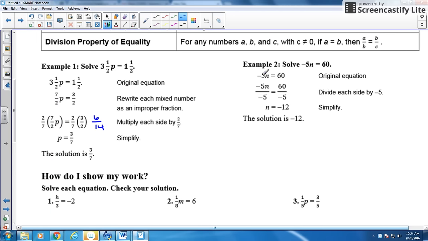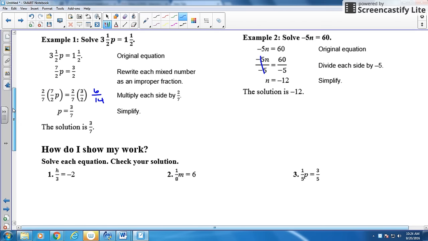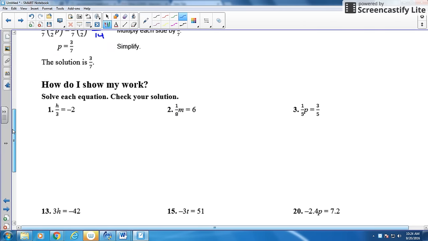Then over here, we have negative 5n equals 60. To isolate n, I need to undo this multiplication. So I'm going to divide both sides by negative 5. Well, here, negative 5 divided by negative 5 gives me 1n, and 60 divided by negative 5 is negative 12. Okay, so basically the same thing, just using addition or using multiplication and division.